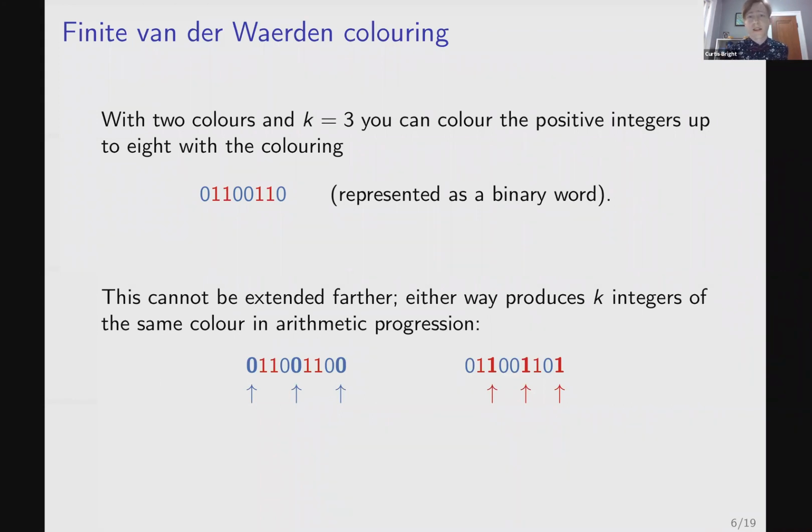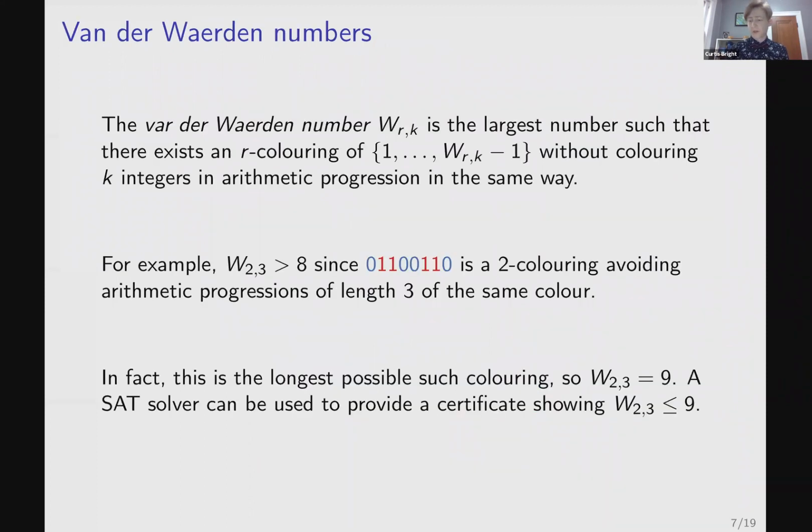So it's easy to check that this satisfies the coloring condition. It's also easy to check that we can't extend this word, right? If we tried to extend it by a 0, you get 3 zeros in arithmetic progression. And if you try to extend it by a 1, you get 3 ones in arithmetic progression. So this word cannot be extended. So van der Waerden's theorem is that you can't find an infinite van der Waerden word, right?